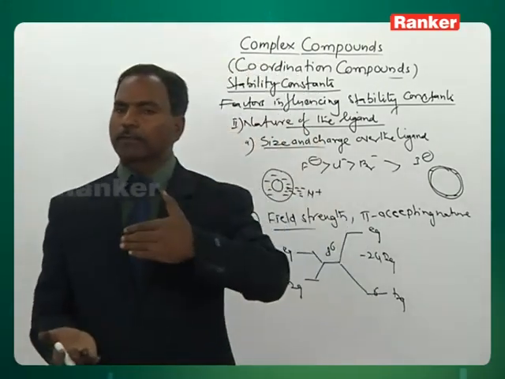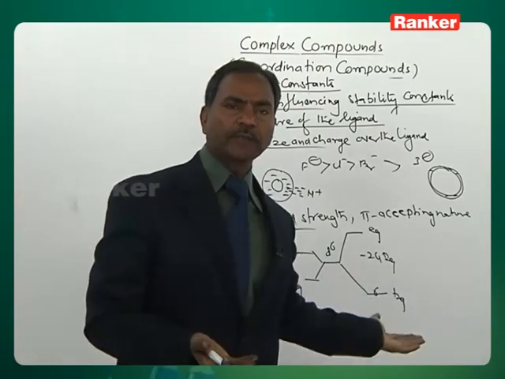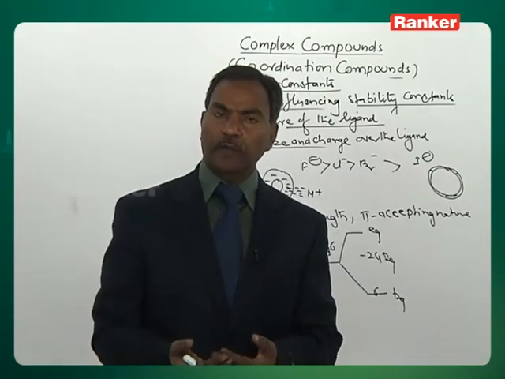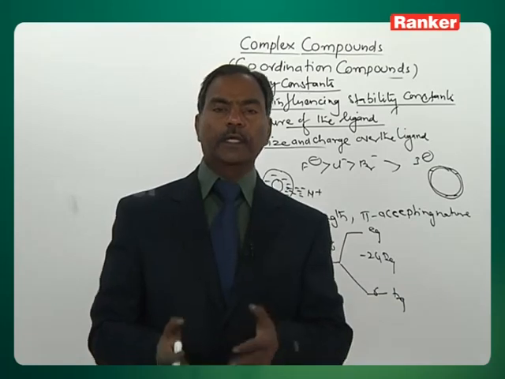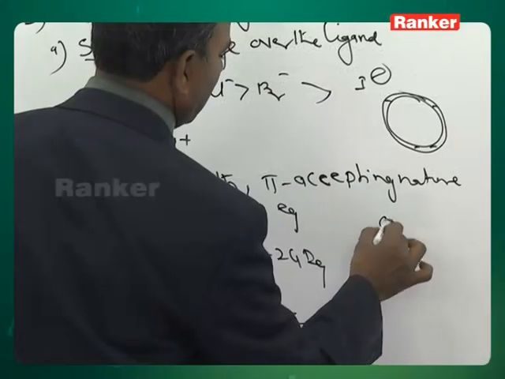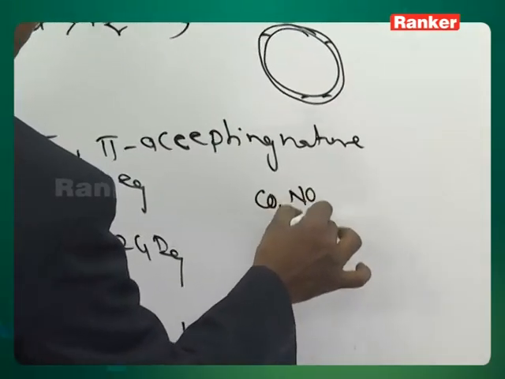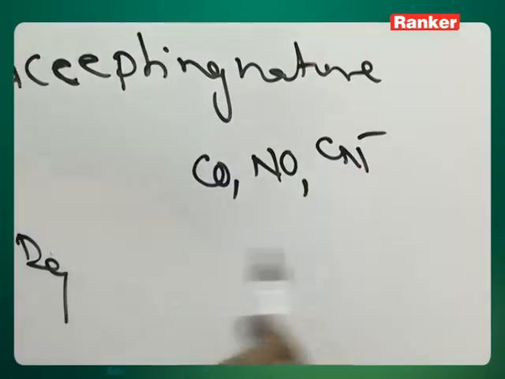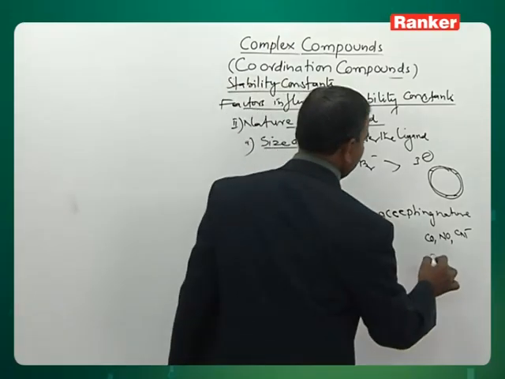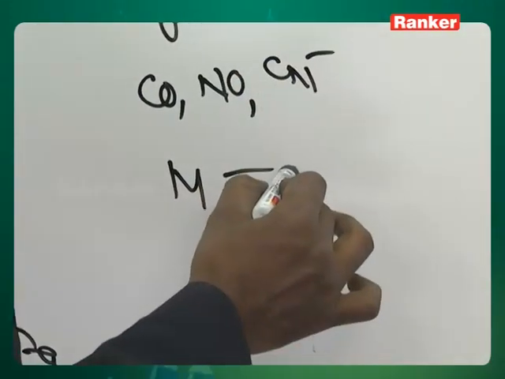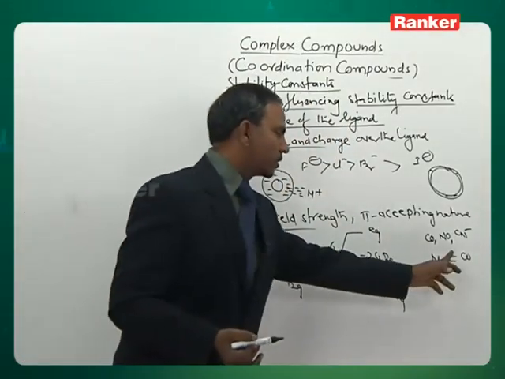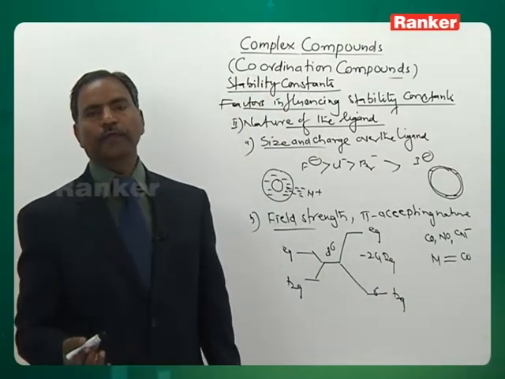Therefore, wherever we come across pi accepting ligands, what are the pi accepting ligands? Some examples: carbonyl, nitrosyl, cyano, triphenylphosphine, bipy. Such ligands are forming a double bond with the metal ion, and such complexes are also found to be highly stable. CO, carbonyl, nitrosyl, and cyano, triphenylphosphine, etc. Wherever these pi accepting ligands are there, they are forming a double bond with the metal ion. One is sigma, one is pi. Such complexes are found to be highly stable because double bond strength is more than single bond strength.